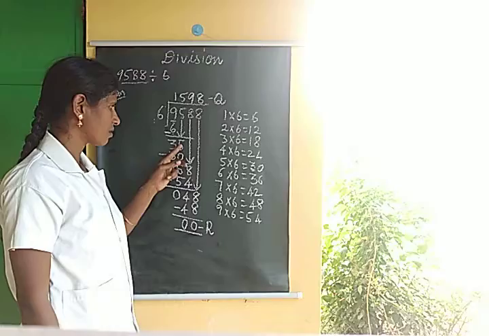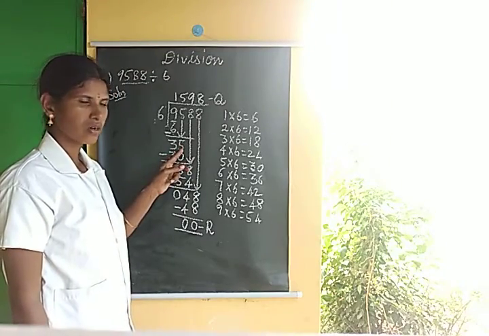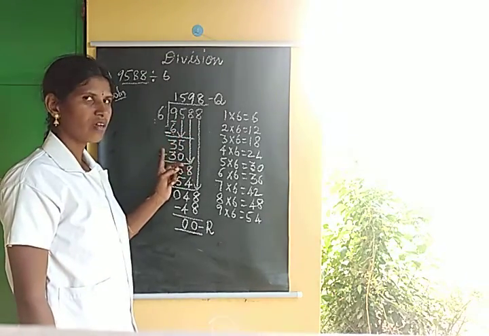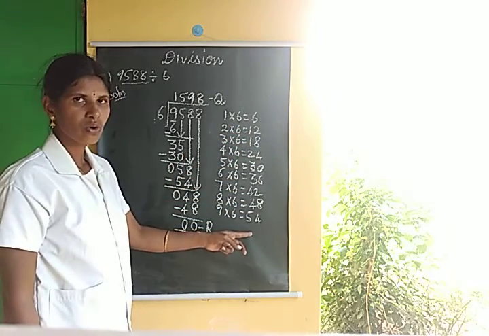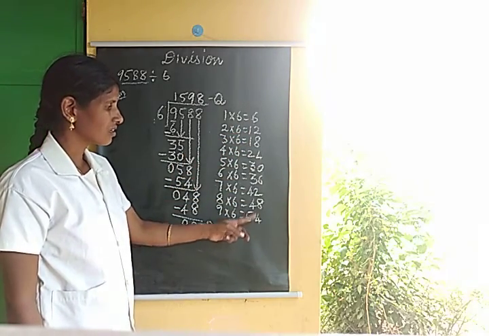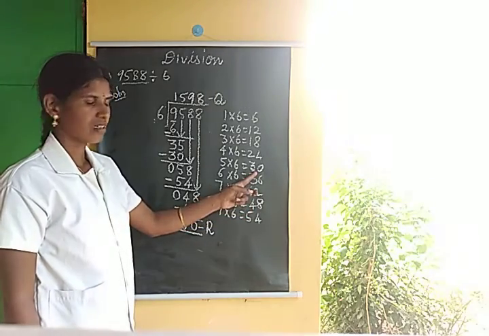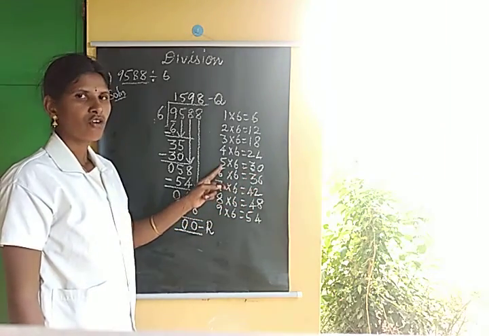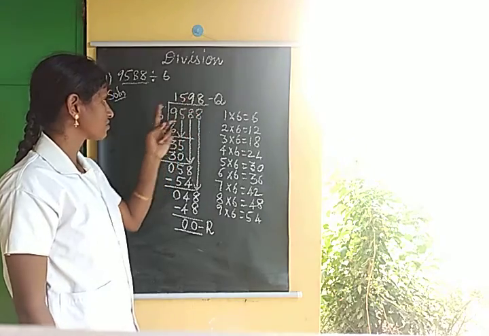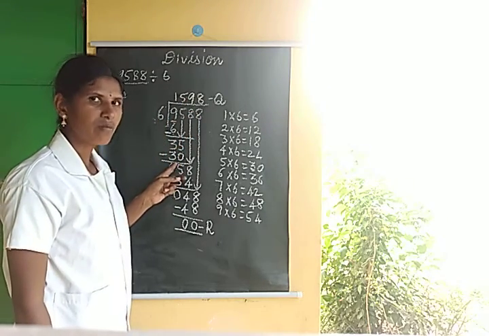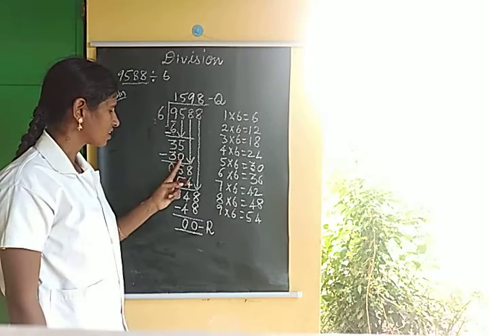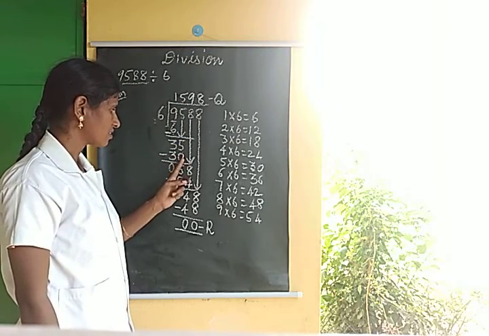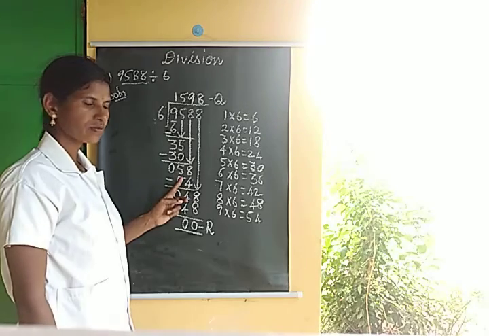Then take down the next number, 5. What is that? 35. Is 35 there? No. So less than 35, 30 is there. 30, how many times? 5 times. So 5 6s are 30. Step by step, this is how to do it. Don't forget to write. Okay. 5 6s are 30. Then subtract. 5 minus 0, 5.